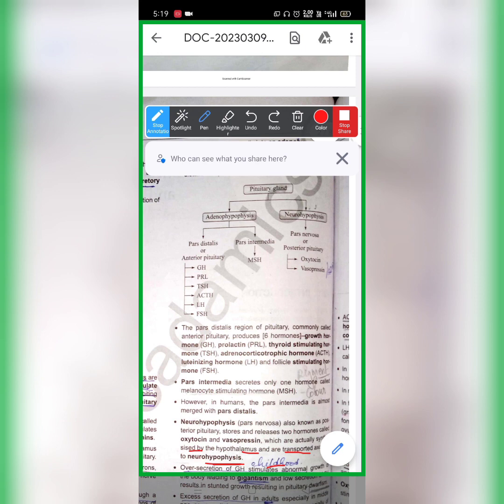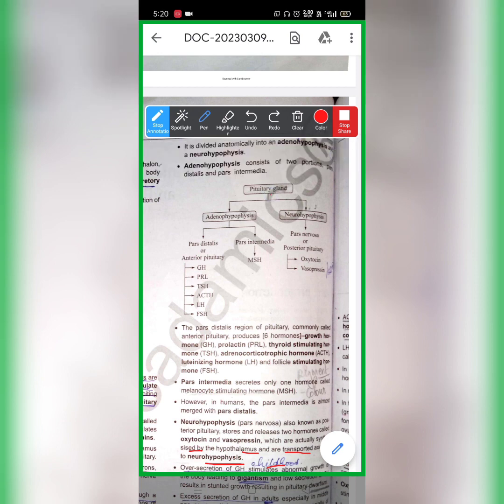The pituitary gland is divided into two parts: the adenohypophysis and the neurohypophysis. The adenohypophysis is further divided into pars distalis and pars intermedia. Pars distalis is also called the anterior pituitary. And the neurohypophysis is also called the pars nervosa, or the posterior pituitary.